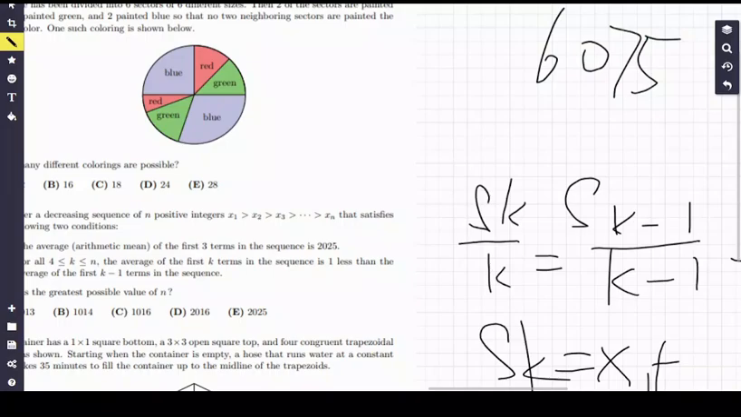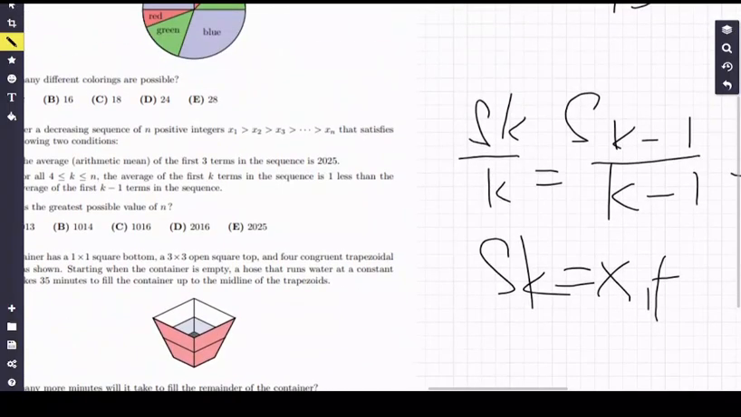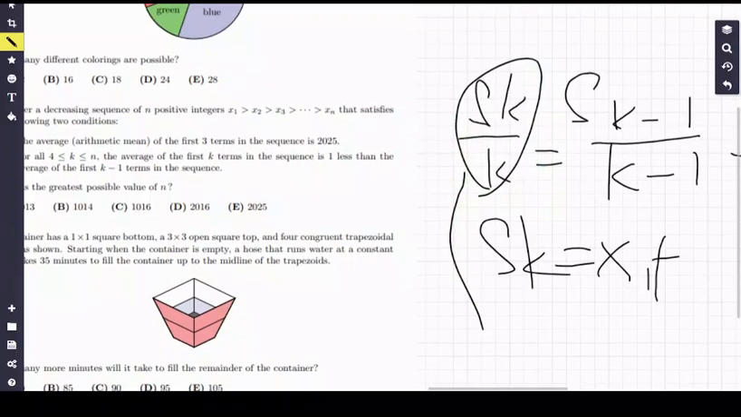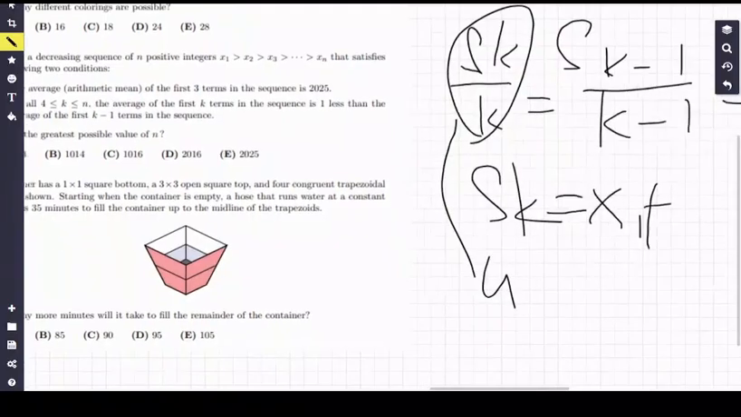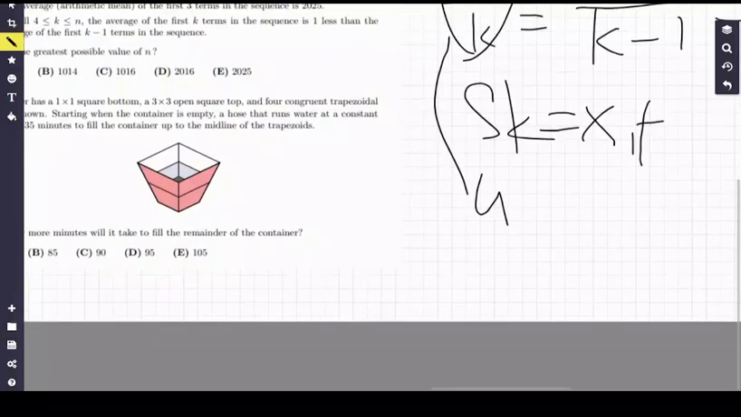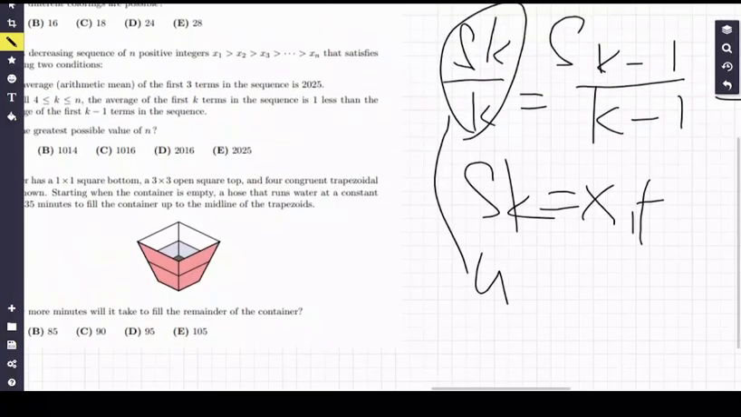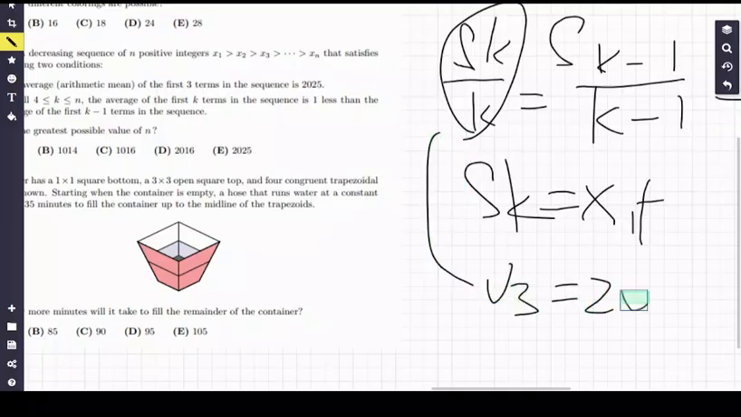So let's go ahead and find a formula for x_k when k is greater than or equal to 4. So instead of this, let this equal, let's say, u. And u is the average, by the way, because this is average. This is average, guys. Not sure if you see it. Sum over the number of terms, that's average. All right, so the average at 3 is obviously 2025. That was given.